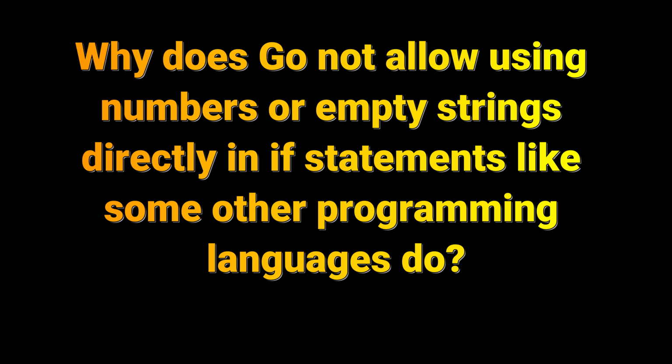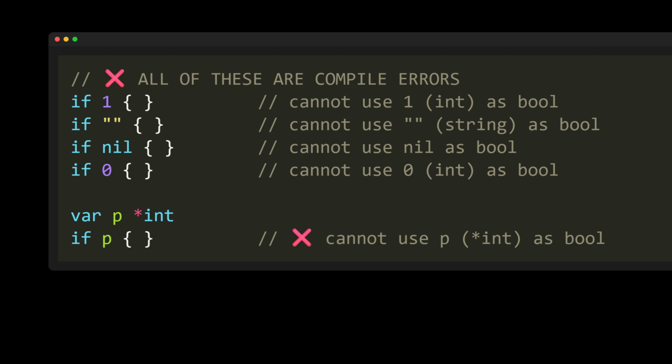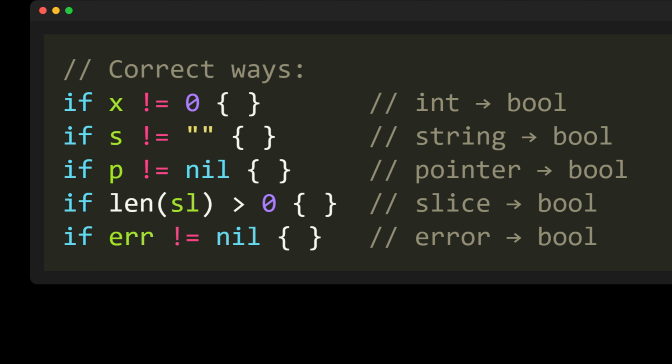Question: why does Go not allow using numbers or empty strings directly in if statements like some other programming languages do? Answer: Go does not have Truthy or Falsy values. This means you cannot use numbers, strings, pointers, or NULL directly as true or false in if statements. For example, writing if 0 or if NULL will cause a compile error. Instead, you must always make explicit comparisons.